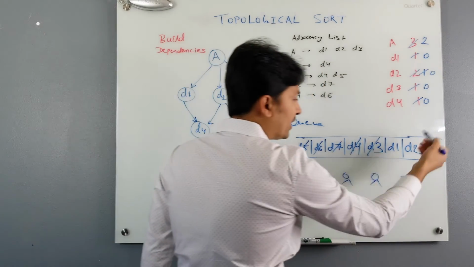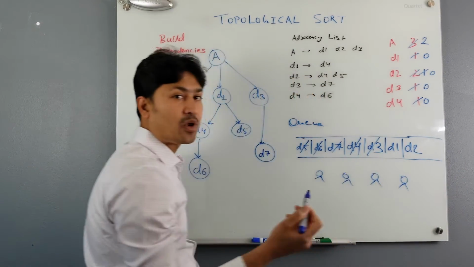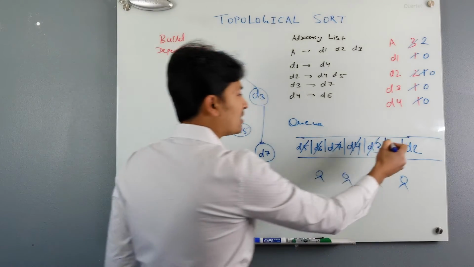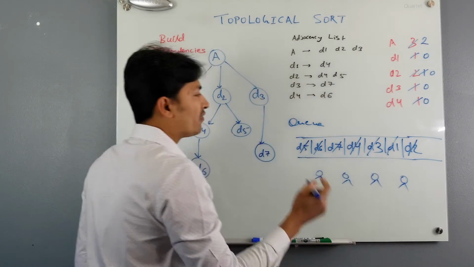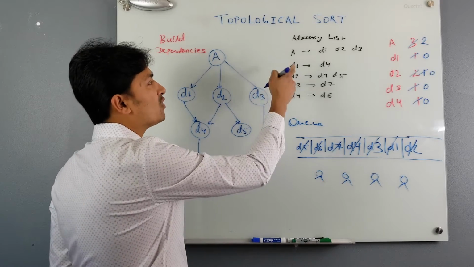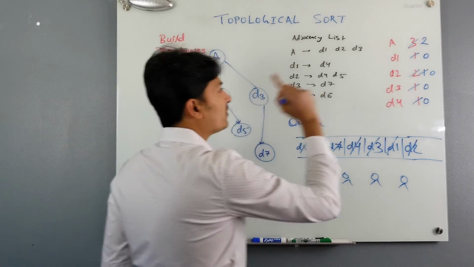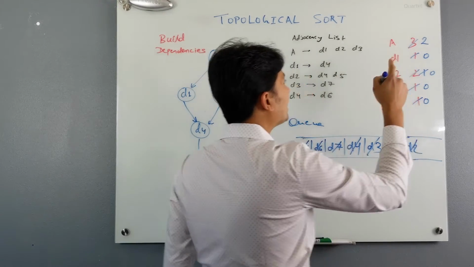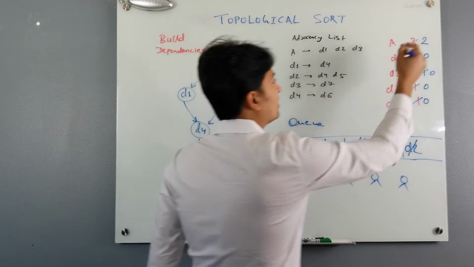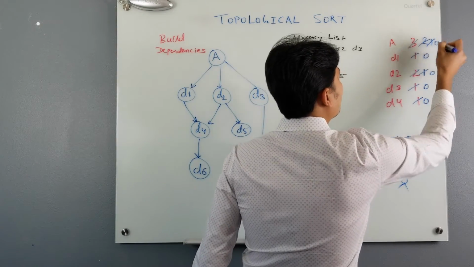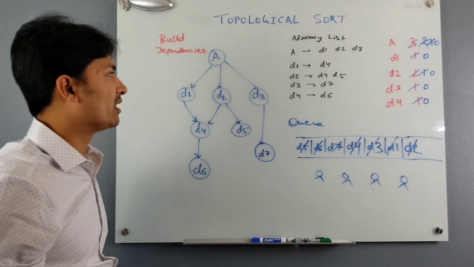Now in parallel, D1 and D2 are also processed by any of the workers. So D1 and D2 are processed. Once D1 and D2 are processed, those were the dependency for A, so 2 will be decremented from the dependency counter for A, so it will be 1 and 0, 1 for D2 and 1 for D1.